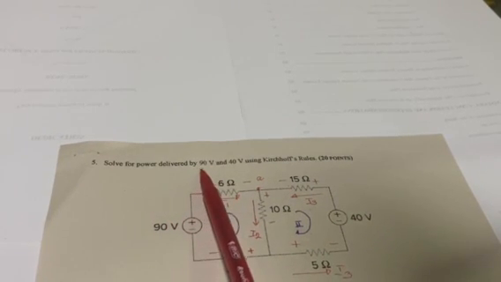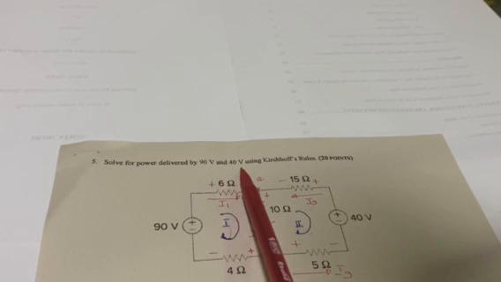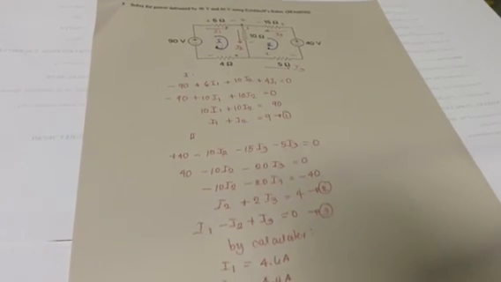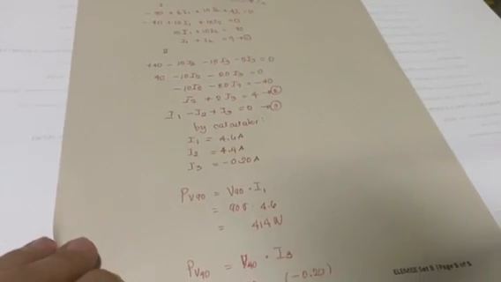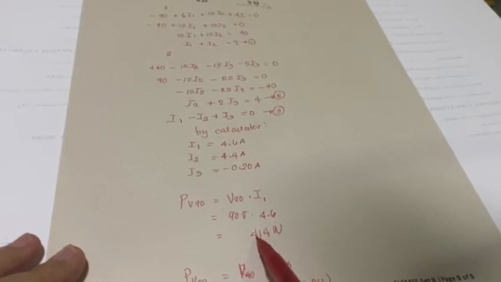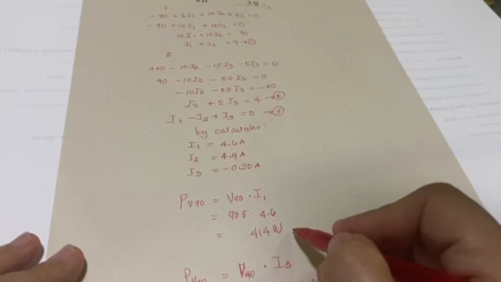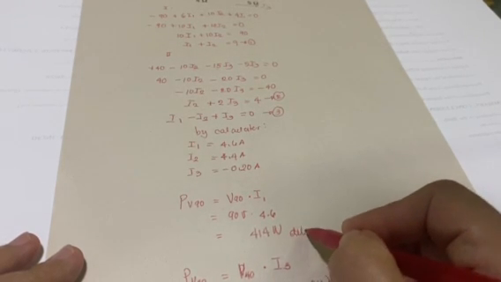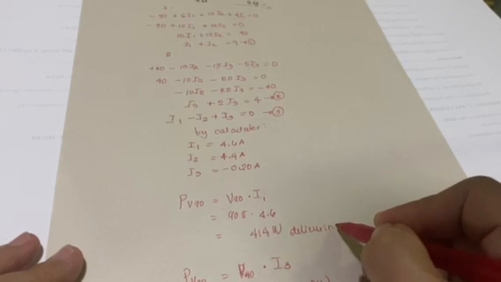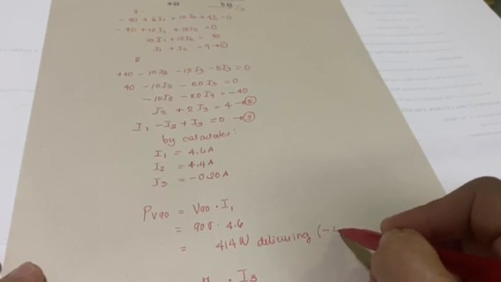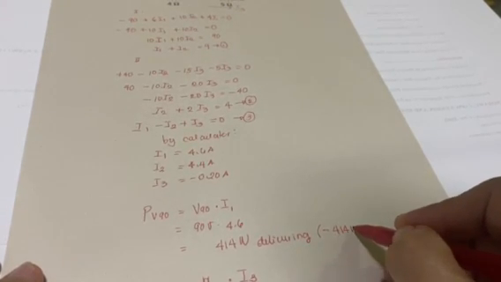Going back to the question, solve for the power delivered by the 90 volts and the 40 volts using Kirchhoff's rules. The power delivered by the 90 volts is 414 watts delivered, or this is delivering. Or you may write it as negative 414 watts.